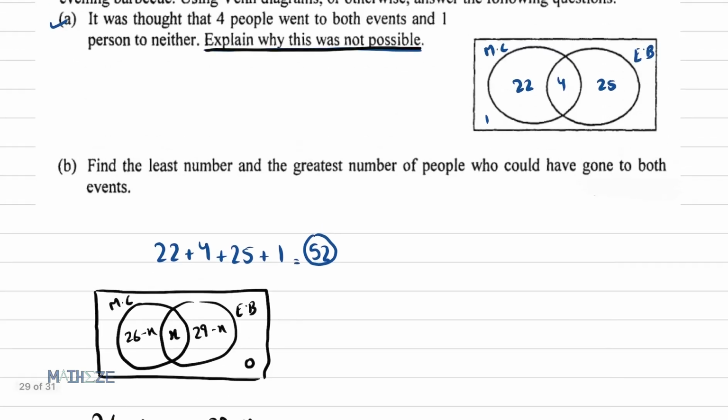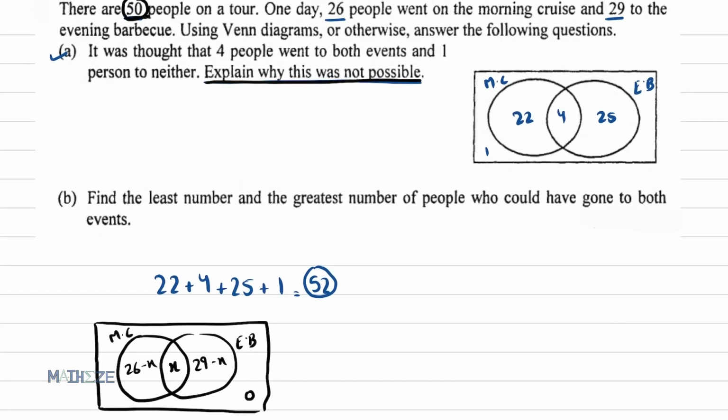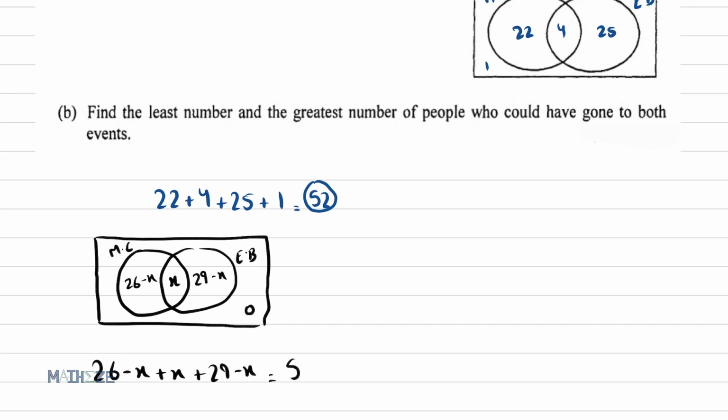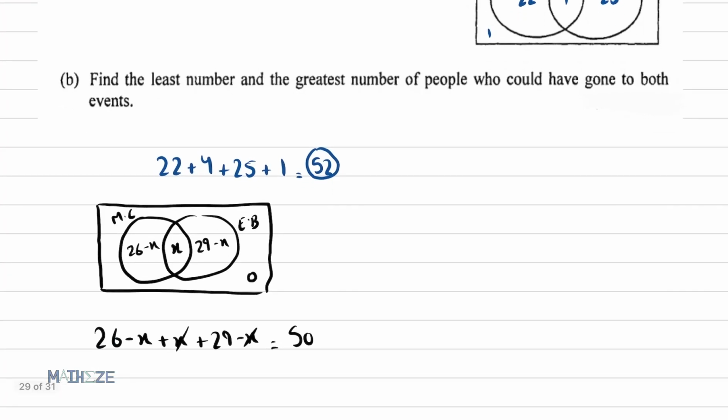In total, how many people were there in the question? 50. Let's equate to 50. Minus X plus X cancel out. What's 26 plus 29? It's 55. 55 minus X is equal to 50.